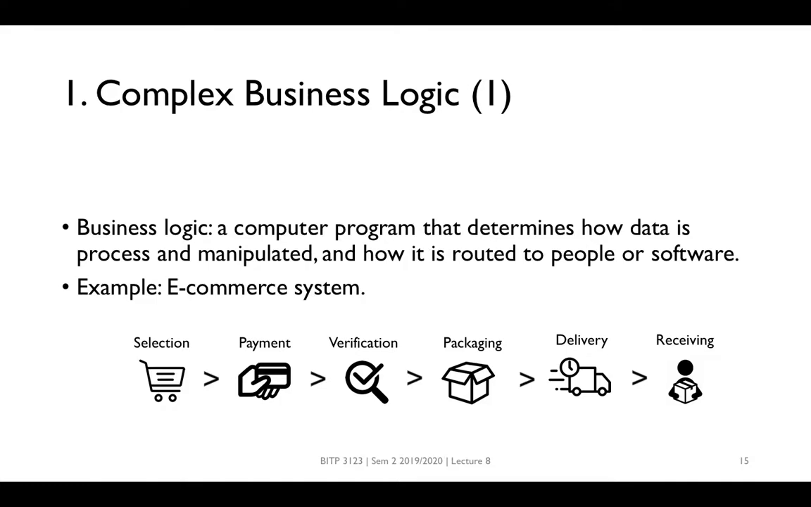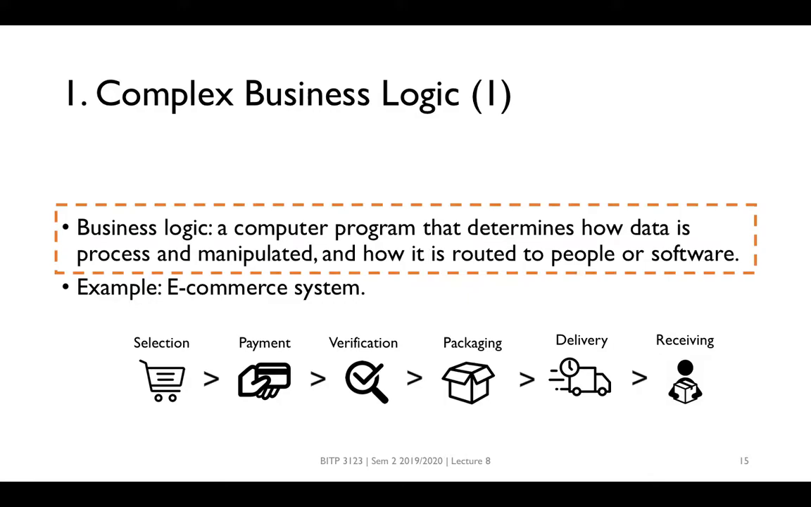The first characteristic in EA is bound to have a complex business logic. Let's have a look at what constitutes a complex business logic. Business logic is defined as a computer program that determines how data is processed and manipulated, and how the data is routed to people or software.